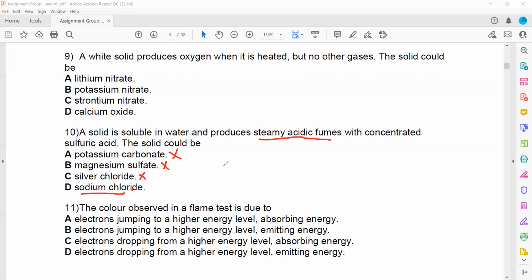When sodium chloride, NaCl, is mixed with sulfuric acid, first there is an acid base reaction, so it will produce sodium hydrogen sulfate plus HCl, and that is actually the misty or acidic fumes. When they come in contact with ammonia solution, they turn into dense white smoke.